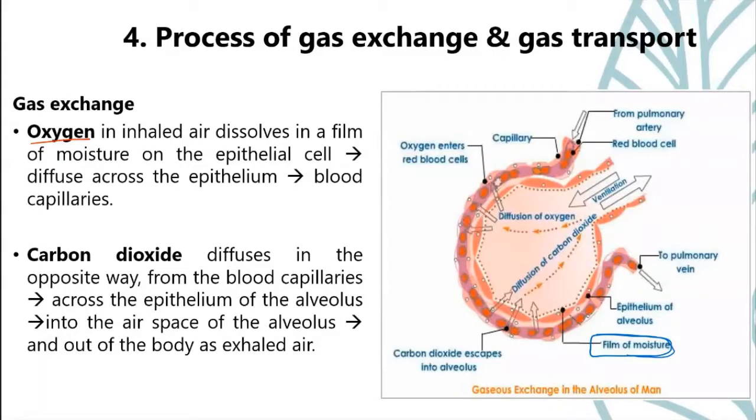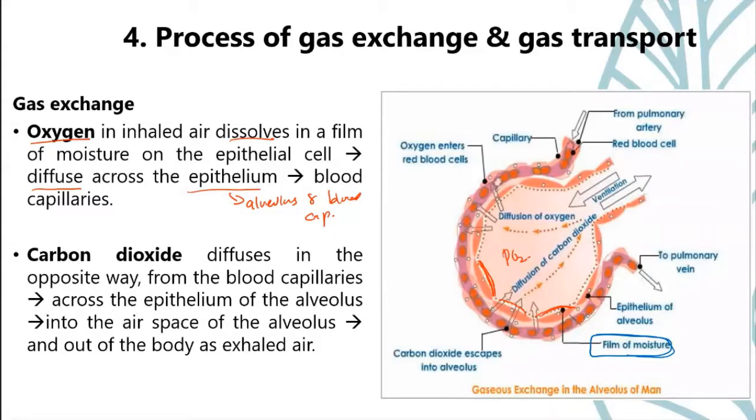So the oxygen in the airspace of the alveolus will dissolve in this film of moisture. It dissolves first, then diffuses across the epithelium, the epithelium of the alveolus and also the blood capillaries, as the walls of both structures are made up of epithelial cells that are one cell thick.